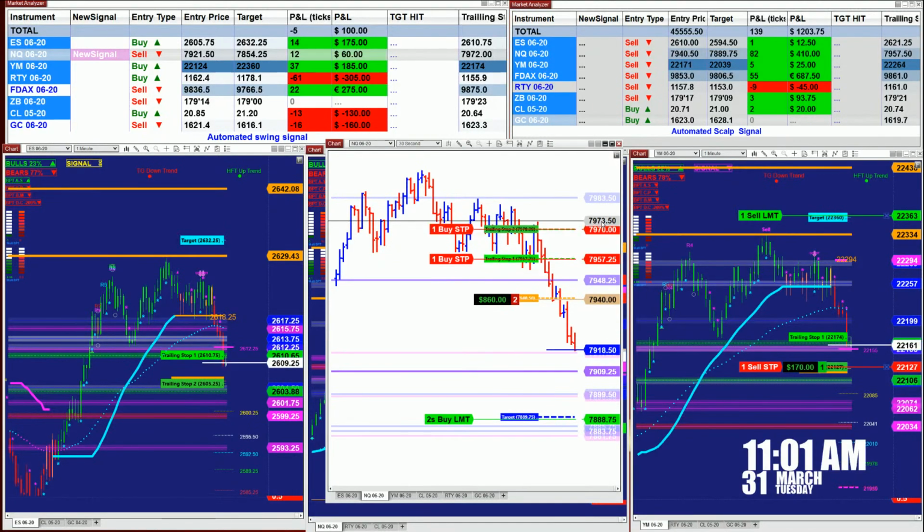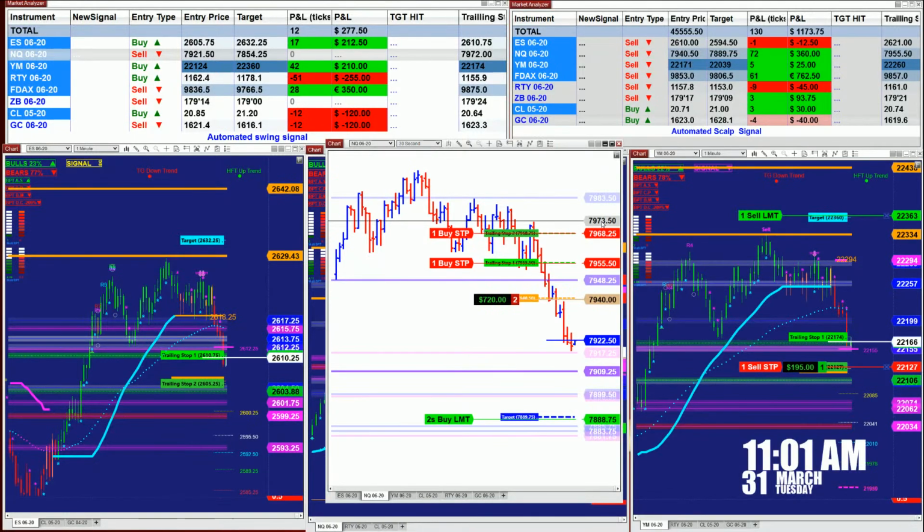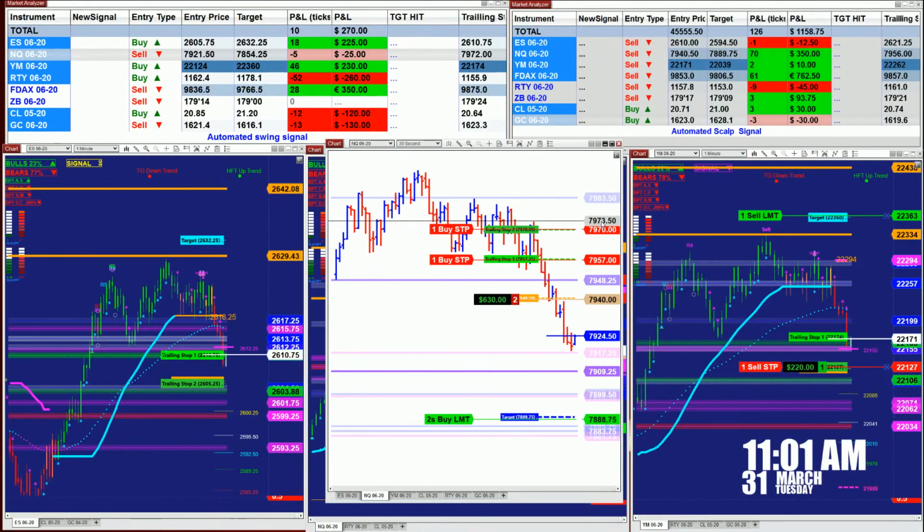So you can have the Nasdaq on the long trade and a short trade, or you can have a Nasdaq on scalping and the other Nasdaq on swing trading. Or if you want to, you can spread them out between the auto trade, the scalper, and the swing trading.